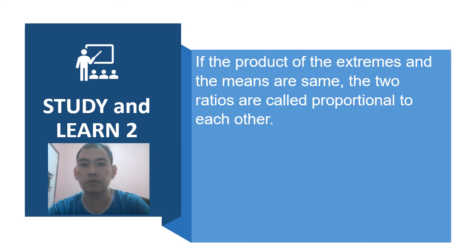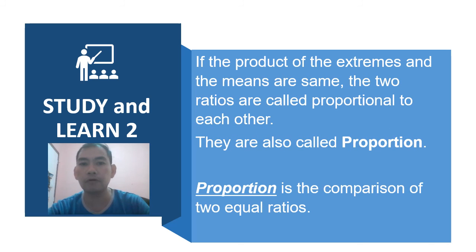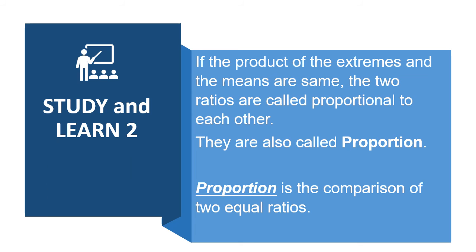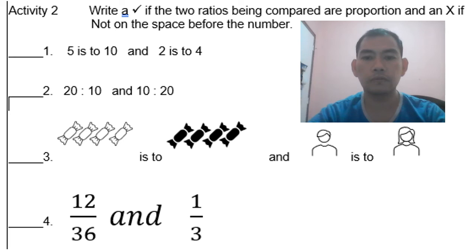They are also called proportion. Proportion is the comparison of two equal ratios. Activity number 2. Write a check mark if the two ratios being compared are proportional and an X mark if not on the space before the number.